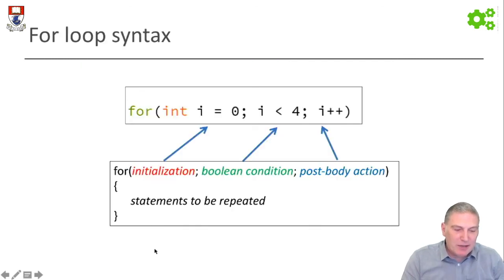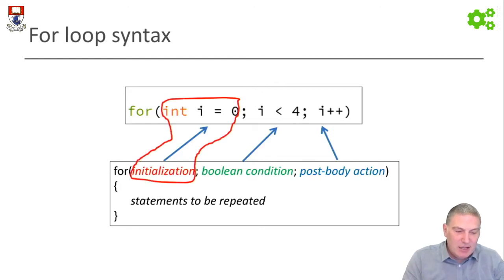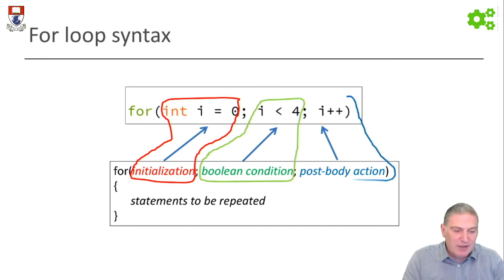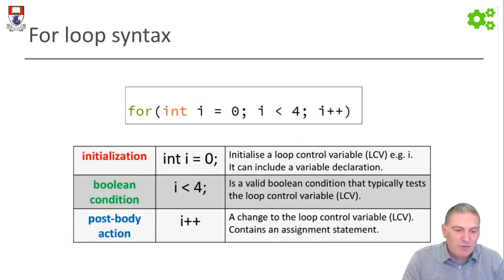So again, if we break that out, we have the i is the initialization, setting that to 0, declaring the variable and setting it to some initial value. Then we have the test condition every time we go around the loop, and then we have the post body action, or incrementing the loop counter variable. Then we have the statements to be repeated inside curly brackets. Okay, so that's the for loop syntax.